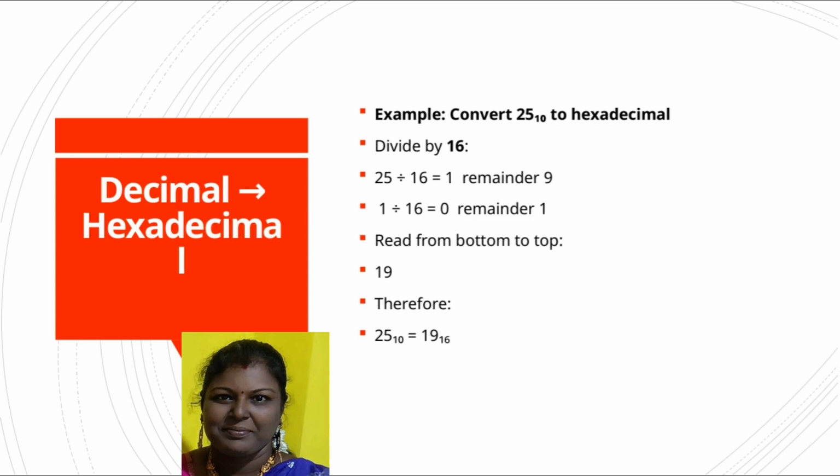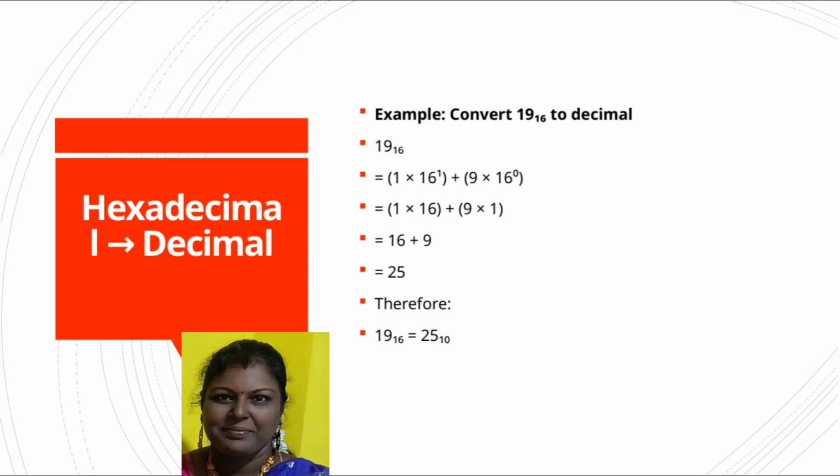Let's look at a quick example of converting a number from hexadecimal to decimal. Here, we have 19 in base 16. We break it down by place value. The 1 is in the 16's place, and the 9 is in the 1's place. Multiply and add them up. 1 times 16 plus 9 times 1 equals 25. So 19 in hexadecimal is the same as 25 in decimal. It's a straightforward process once you get the hang of it.